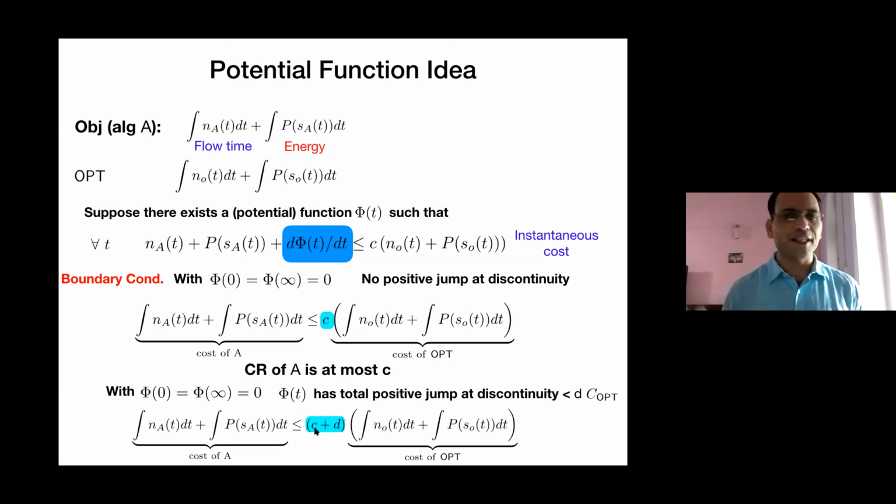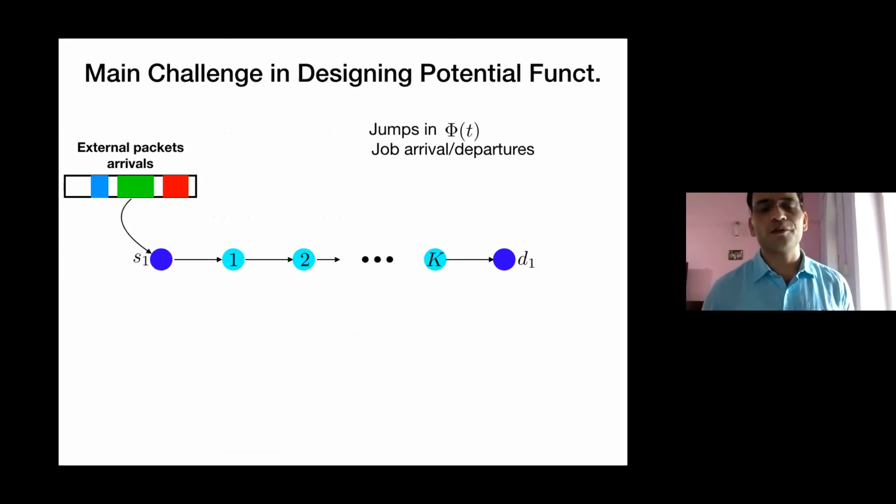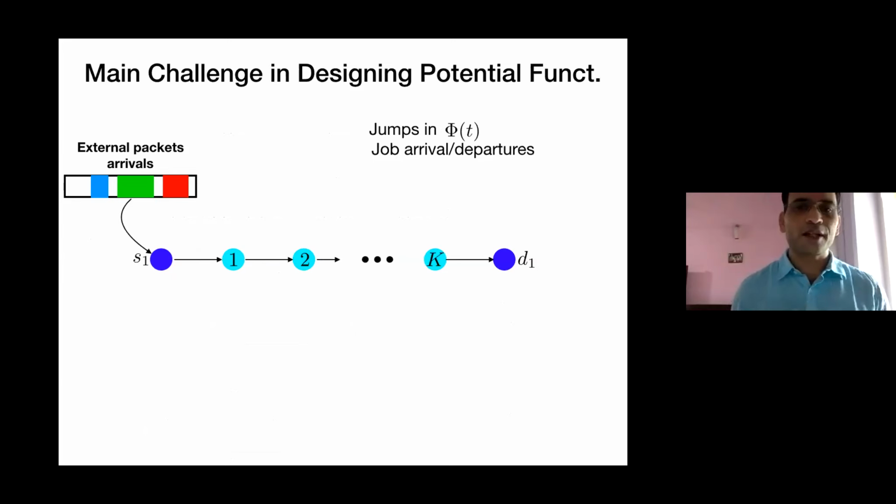So is the potential function idea clear? We want to construct somehow a potential function such that these two properties hold: that the drift, or the derivative of phi of t, is somehow related to the cost of the algorithm and the cost of the OPT, and they satisfy the boundary conditions. So now why is it difficult to construct? All the past work I talked about, the single server or the parallel server systems, essentially went through this mechanism of constructing a particular potential function.